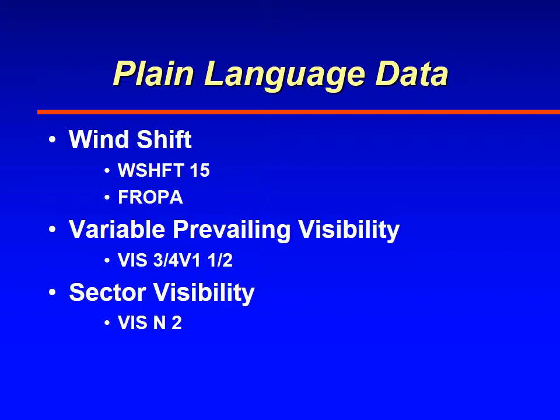Other things, you'll see sector visibility. Sector visibility is put in if the visibility in one region, typically about 45 degrees of the horizon, is lower or higher than the surroundings by one category. So in this case, they're saying the visibility to the north is 2 miles, and perhaps the surrounding sectors, the visibility may be 3 or 4 miles or something like that.